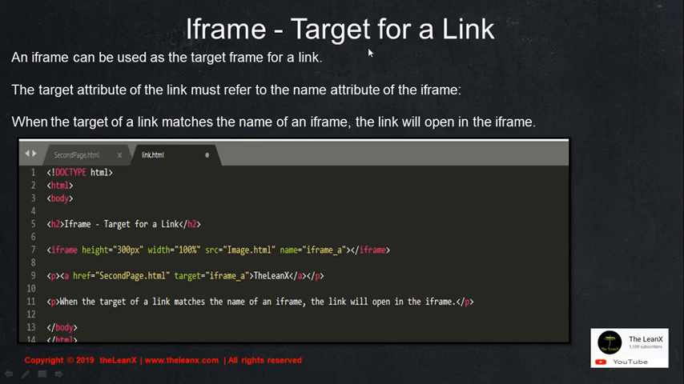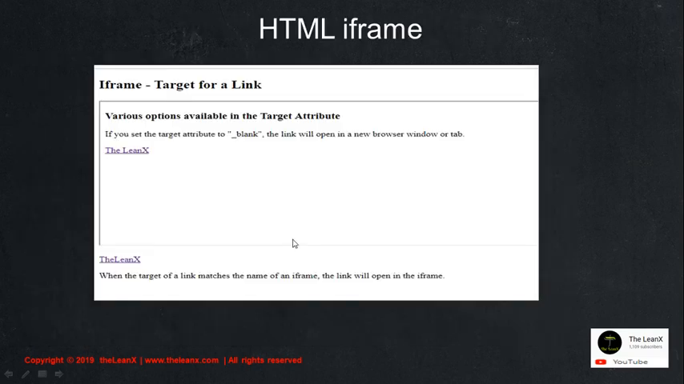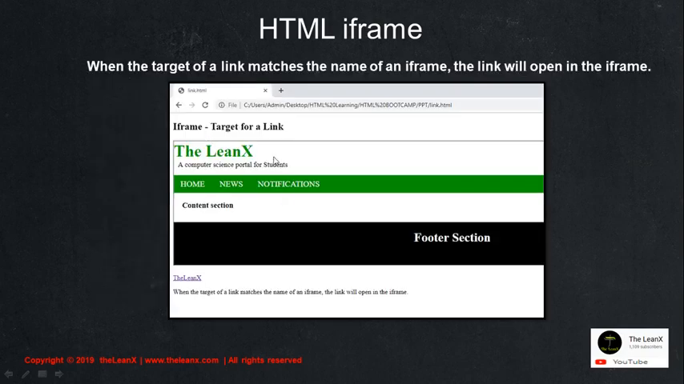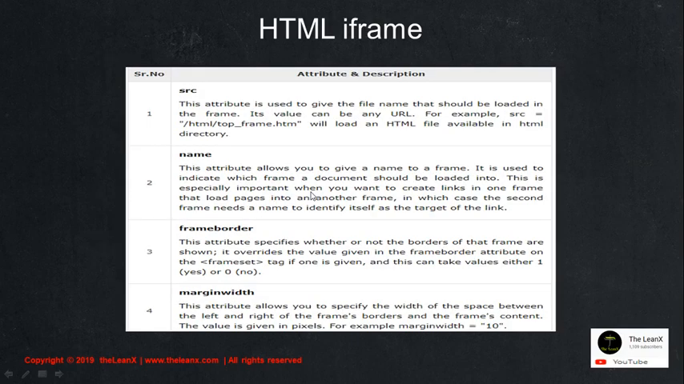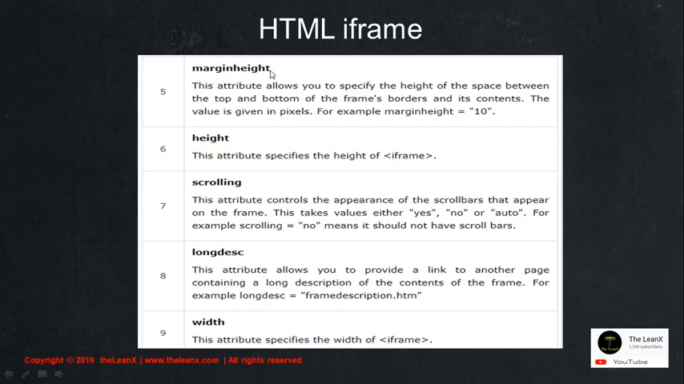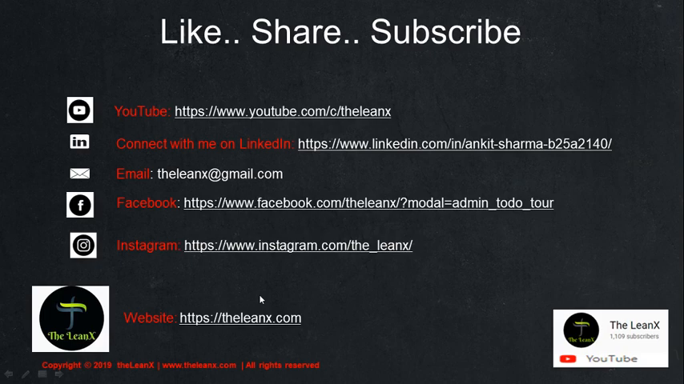Then we saw the target of a link. The name value should match the target value. Whenever the target of a link matches the name of an iframe, the link will open within this particular frame. Then there are different attributes like src, which we already know, name, frameborder, marginwidth, height, scrolling, longdesc, and width. So this is all about the HTML iframe or inline frame.